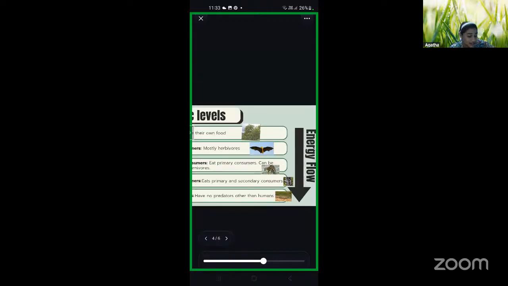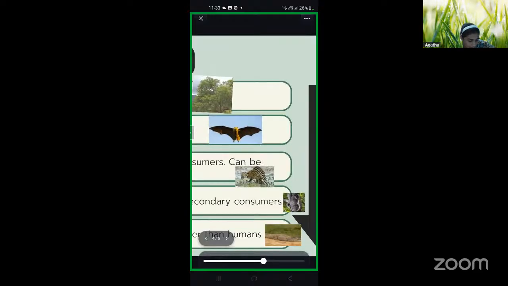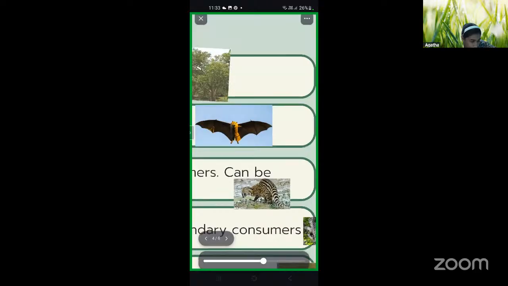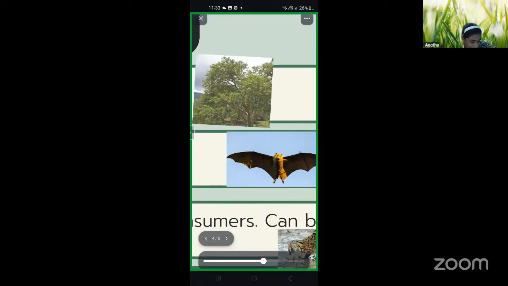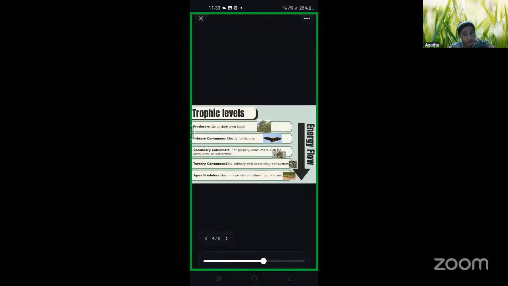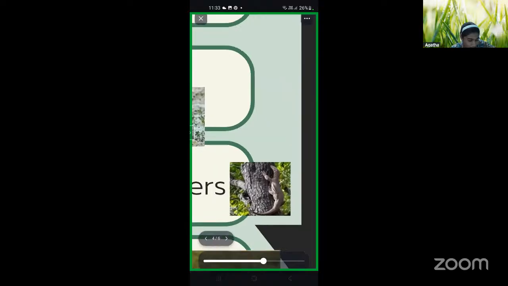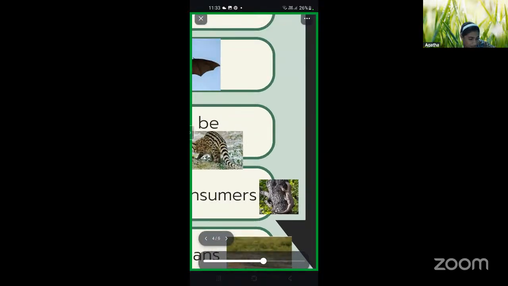Now, secondary consumers eat the primary consumers and can be omnivores or carnivores, like this civet here. The civet eats the fruits of this tree and can also eat the bat. Tertiary consumers eat the primary and the secondary consumers, like this Monitor lizard here. The Monitor lizard eats the civet and the bat.